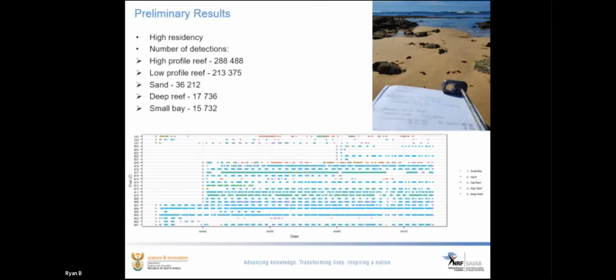Moving forward, another data download will occur before removing the receivers from the bay. The data will then be analyzed and environmental data will be added to see what factors play a role in the movement of Cape stumpnose and blacktail in the shallow coastal bay.